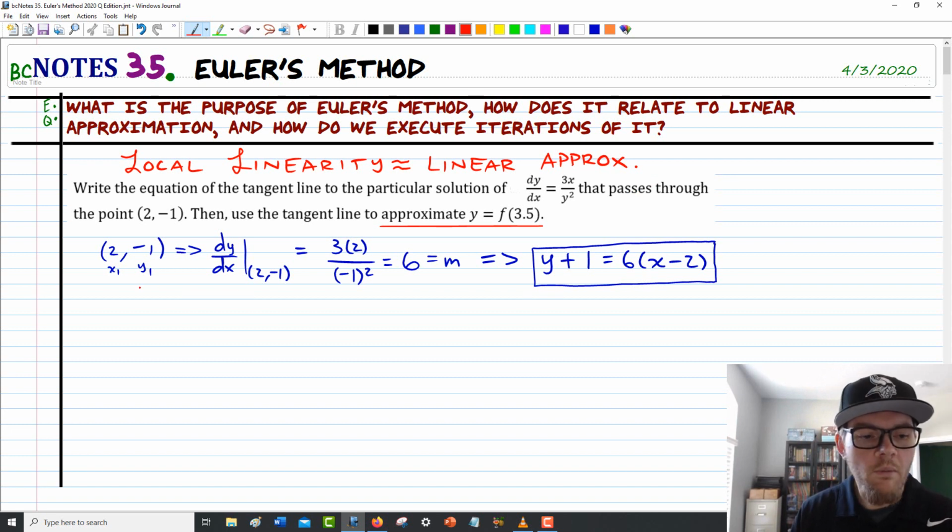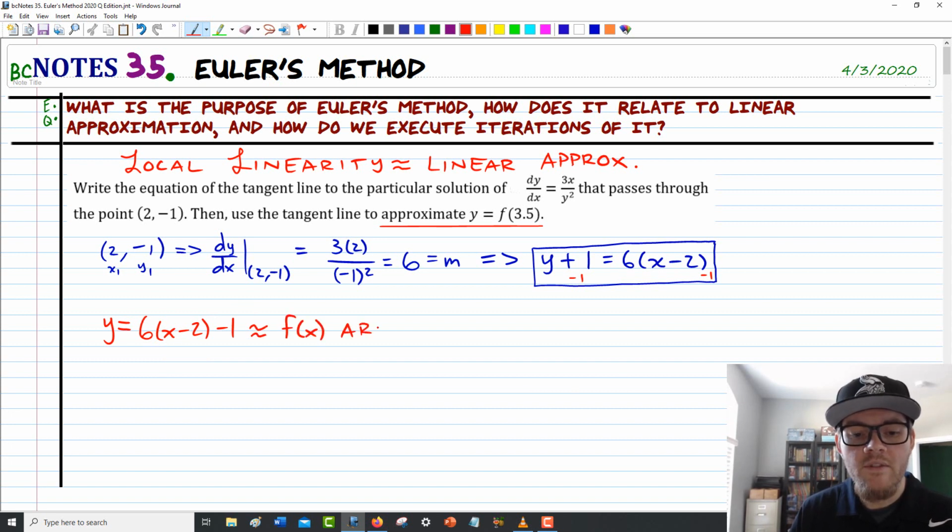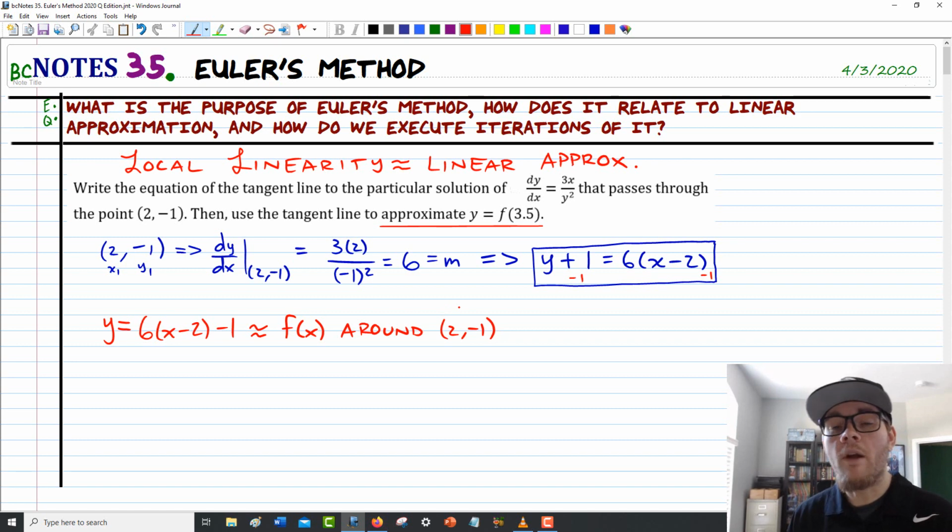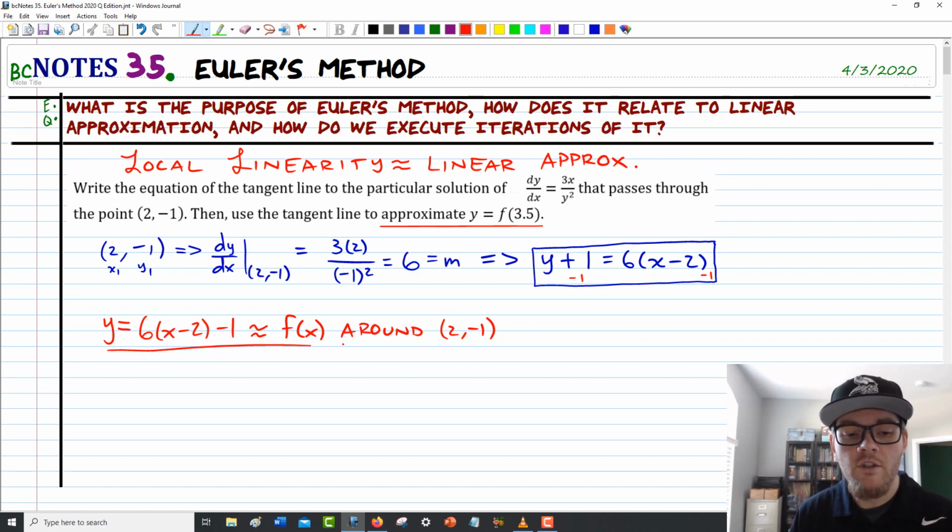What we want to draw out of here is the idea that our tangent line, which is going to be 6 times the quantity x minus 2, minus 1, if I just subtract 1 from both sides, that equation is going to be a good approximation of f of x when we're around the point of tangency. So specifically when we're around the point 2, -1. When we're in that neighborhood, that tangent line will do a good job.